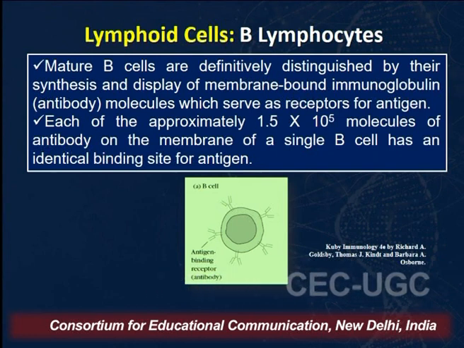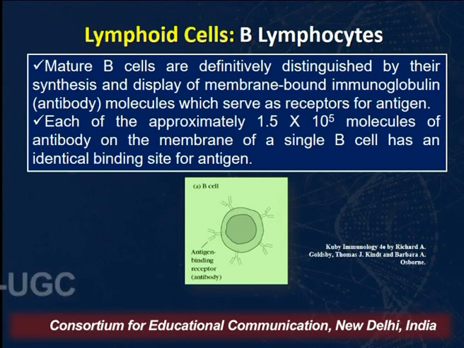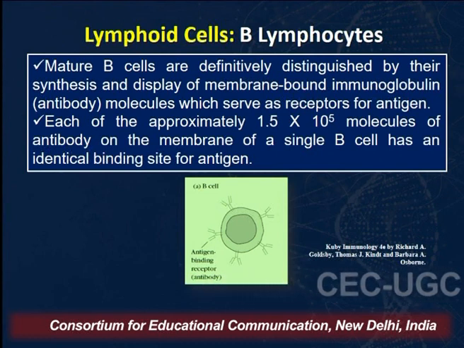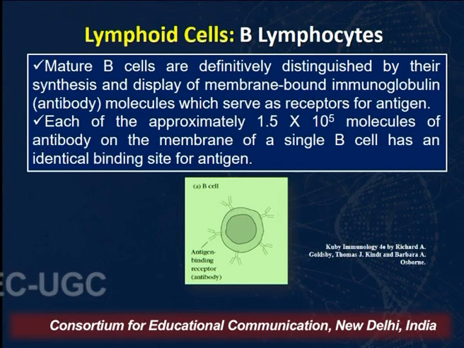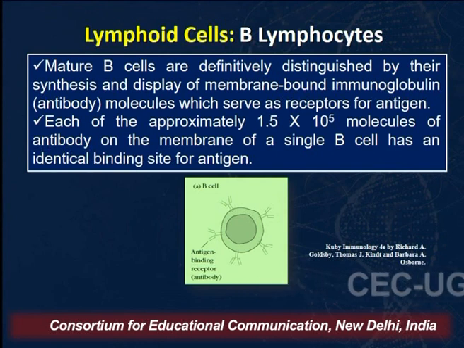So they have identical binding sites for an antigen. These lymphocytes contain the antibody on their surface, and when the invasion takes place, these antibodies are released and go and target the specific antigenic epitope present on the antigen or the foreign particle.